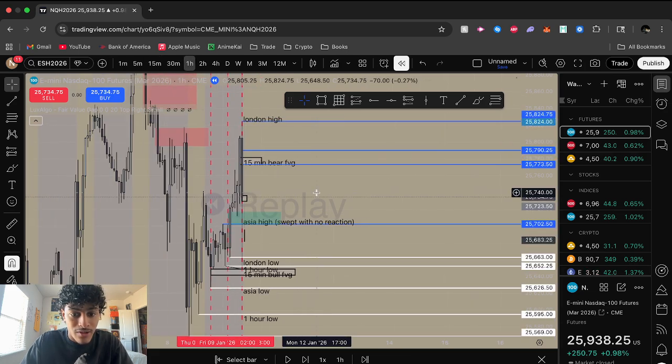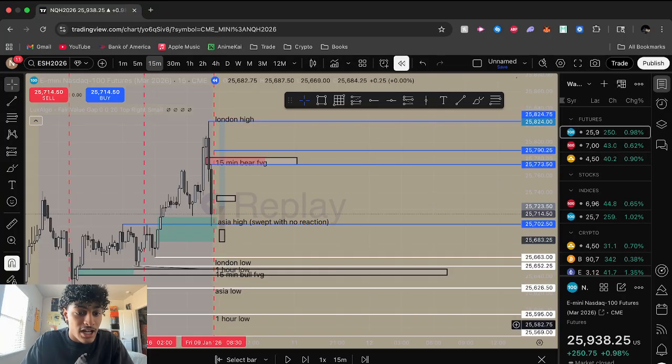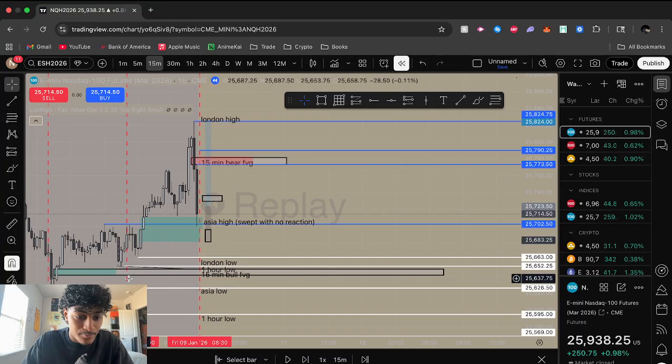Now, if we go into the 1 hour time frame, we have this 1 hour gap right here, although we did wick below it, so that to me doesn't really matter. Now we have this 15-minute bullish fair value gap that I could potentially see a reversal off of.